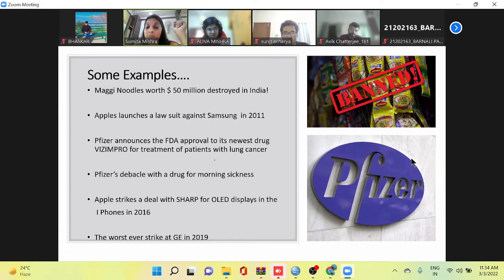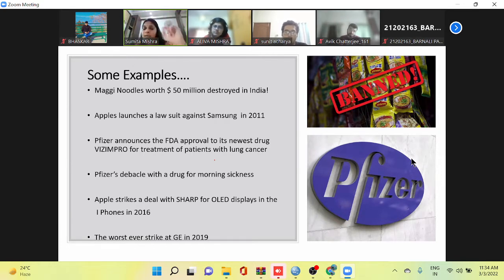Apple strikes a deal with Sharp, a Japanese company, for OLED displays in the iPhones in 2016. This was after it won the lawsuit against Samsung. Now, the worst ever strike at General Electric in 2019. These are all boundary conditions, okay? And these boundary conditions were responded to by their strategic apex, okay? So now let's move on.